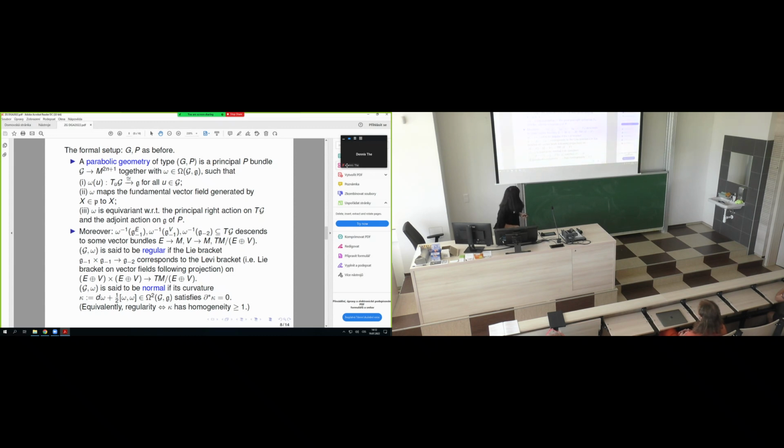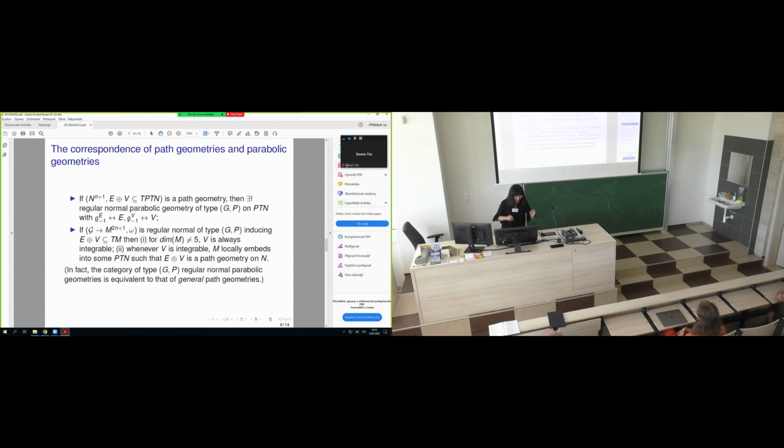parabolic geometry. And then the correspondence we have is as follows. So whenever we have a path geometry, then there is a unique regular normal parabolic geometry of type (G,P) on the projectivized tangents, well, with the base manifold being the projectivized tangent space, such that this trivializes in the way I described on the last page.